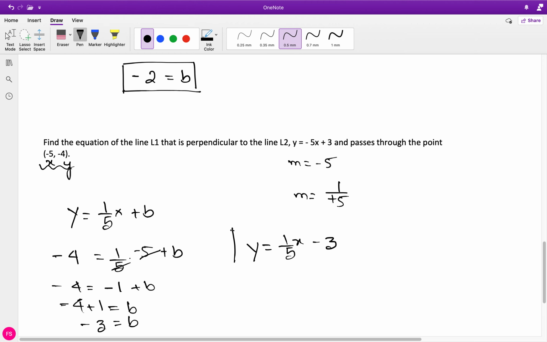This is how you can find the equation of a perpendicular line if you know the equation of the other line. You can see that the product of the gradients is always going to be equal to negative 1. If you multiply 1 over 5 times negative 5, you will get negative 1.